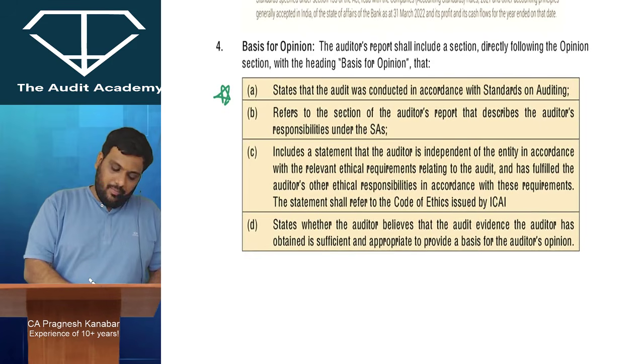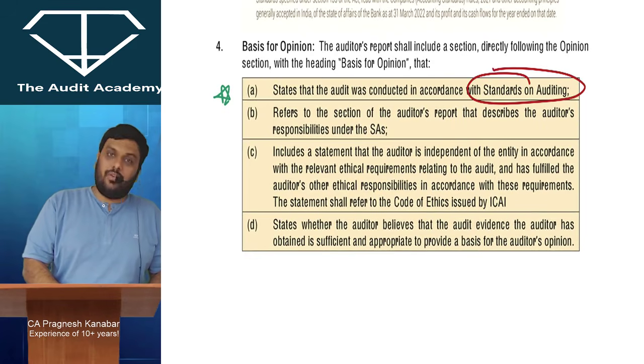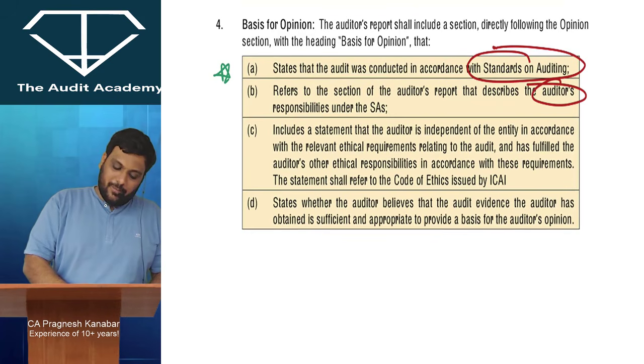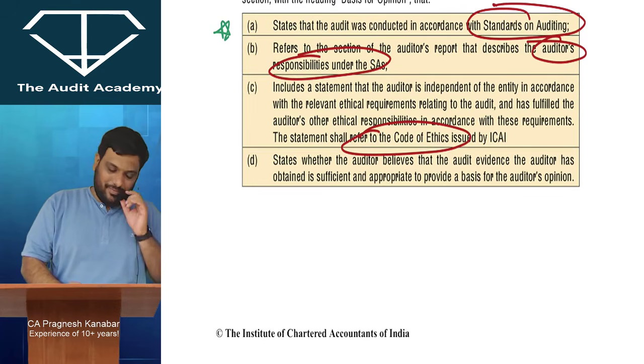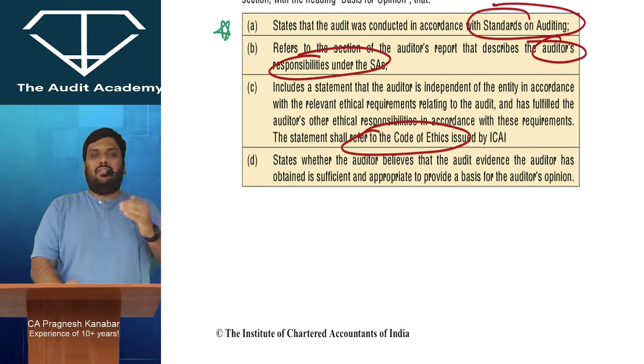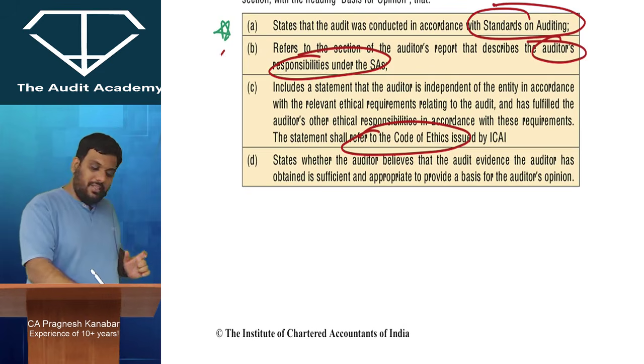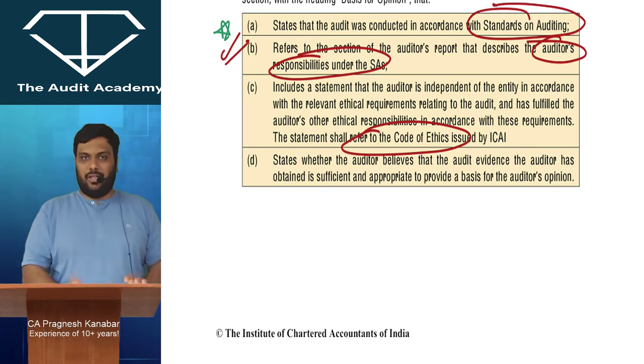Okay. In basis for opinion we give reference to standards on auditing. We give reference to auditor's responsibility paragraph. We give reference to code of ethics issued by the ICAI. Alright. Then we tell them that evidence available with us is sufficient and appropriate. So even this paragraph is important. You should read it once properly. Okay.